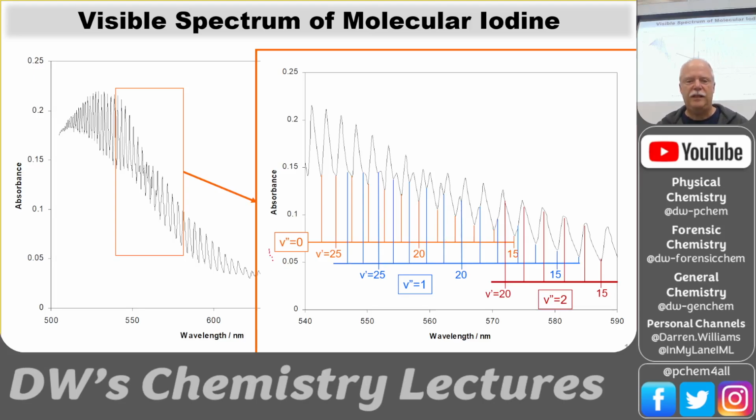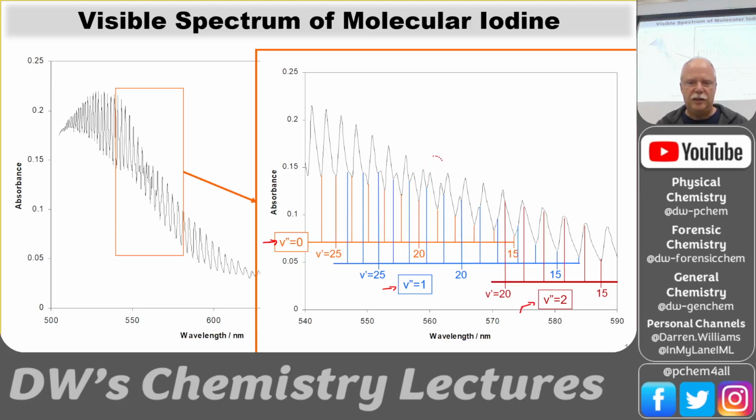So we have the 3 series here. All of these peaks that are connected by these orange lines have the lower state V double prime equals 0. Then the blue lines originate in V double prime equals 1, and then the red, or brick-colored, lines come from V double prime equals 2. And then the vertical lines that I've drawn on here are the upper state quantum numbers.